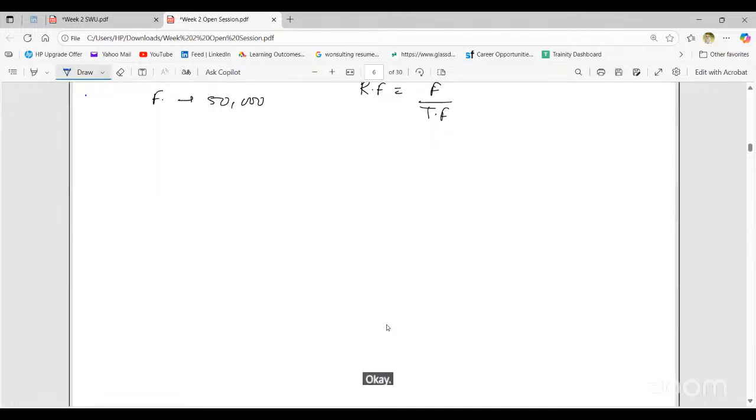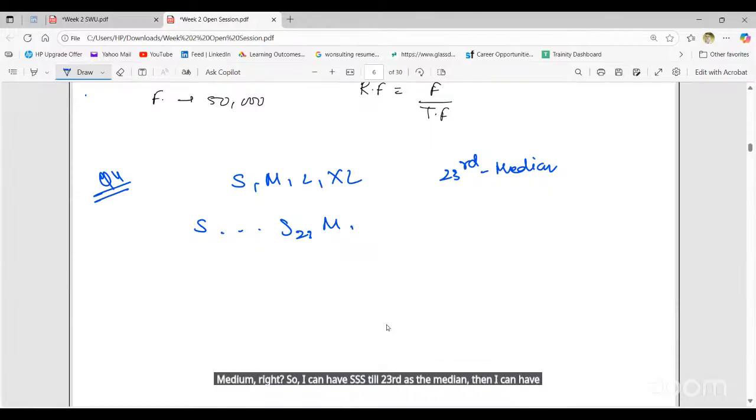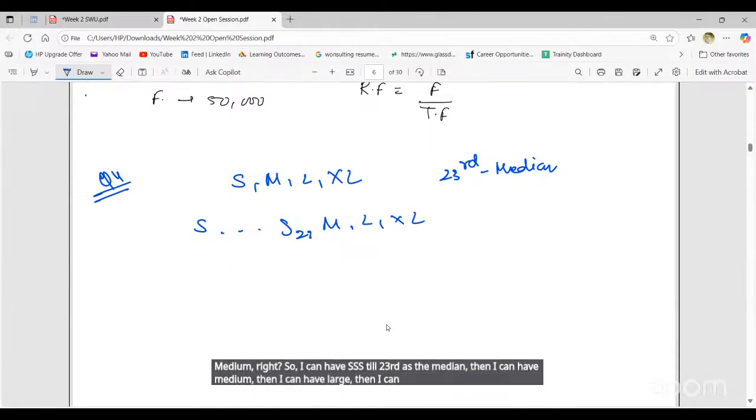Okay, so we have sizes small, medium, large, and XL. Now the first case is I can have S as a mode, M as a mode. Now we can have S, like the 23rd is my median, right? So I can have S till the 23rd as the median, then I can have medium, then large, then XL, correct?